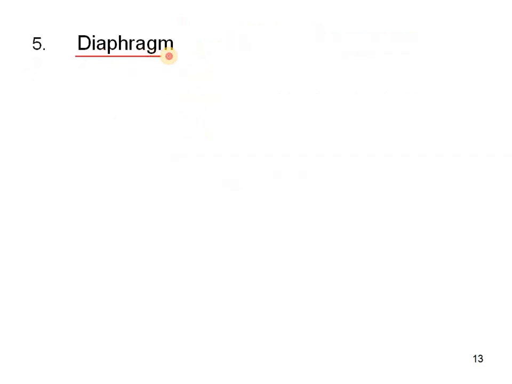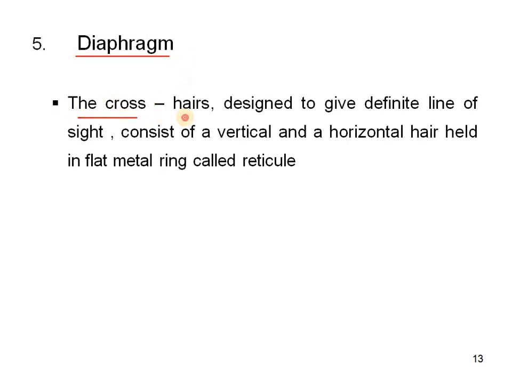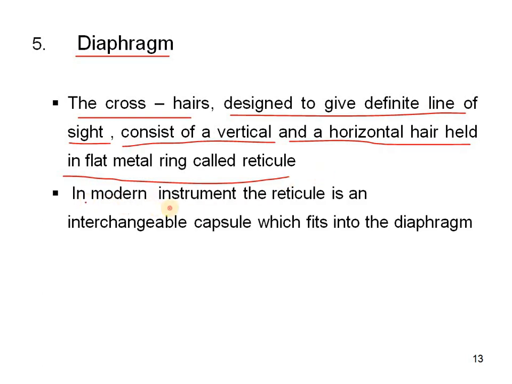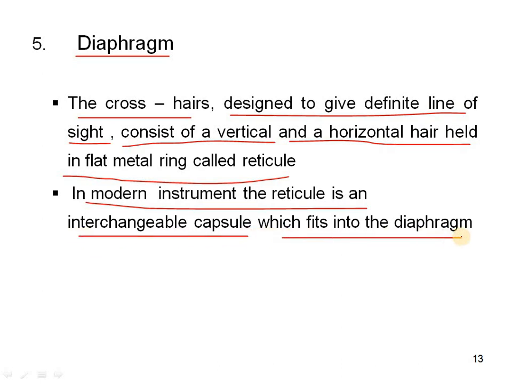And the fifth one is the diaphragm. So what is the diaphragm? The crosshairs designed to give a line of sight consist of a vertical and a horizontal hair held in a flat metal ring called a reticule. We will call it a reticule. So in a modern instrument, the reticule is an interchangeable capsule which fits into the diaphragm.